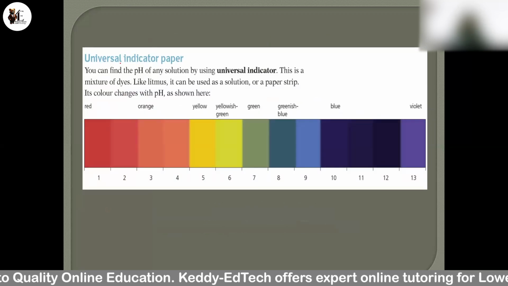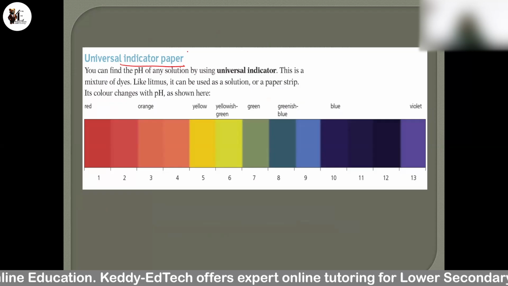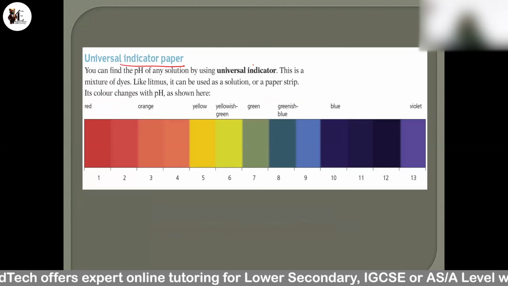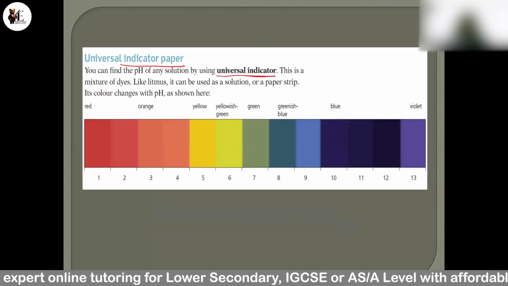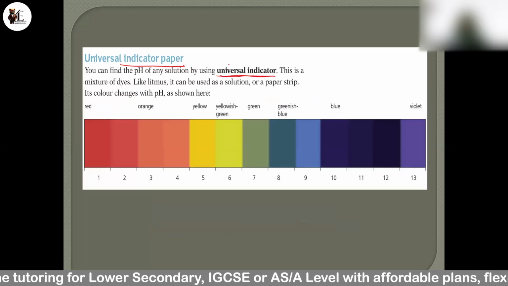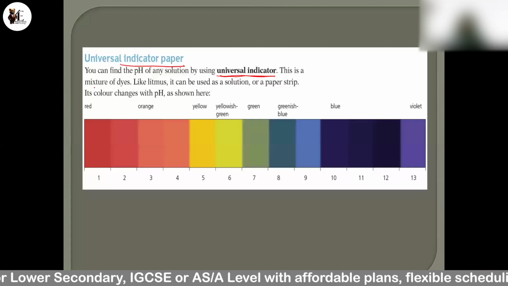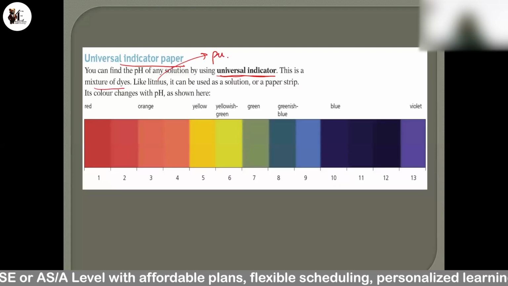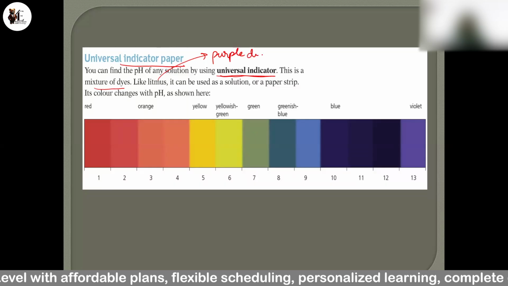Okay, we have a universal indicator paper which also tells us the acidity and alkalinity of a solution. So we can find the pH of any solution by using a universal indicator. What is the universal indicator? It is a mixture of dyes. For example, litmus. Litmus is what? It is a purple dye. It is a universal indicator.